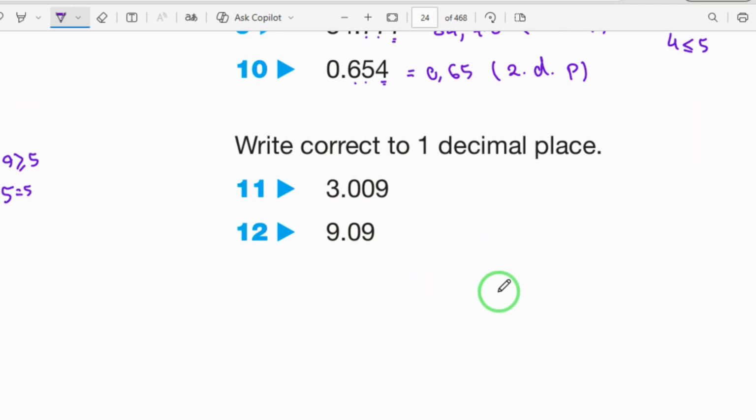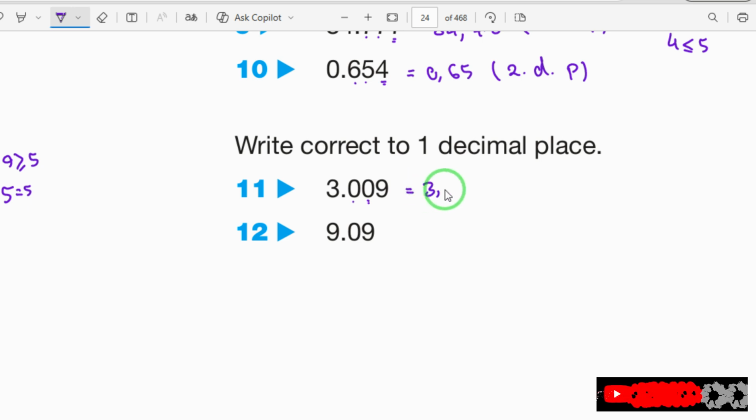Question number 11. In question number 11, write correct to 1 decimal place. So here we count. The first one is 0, the second one is also 0, so we directly ignore from this. The answer is 3.0. It's corrected to 1 decimal place.